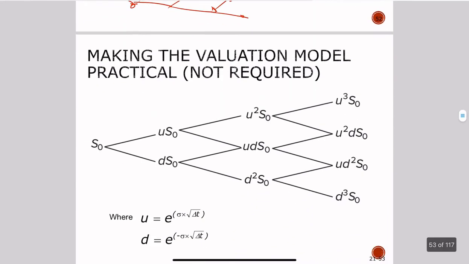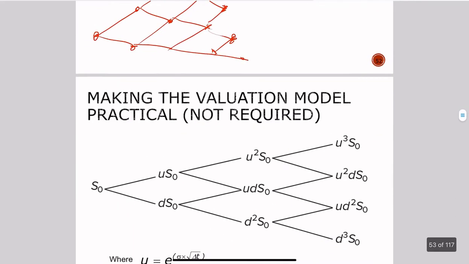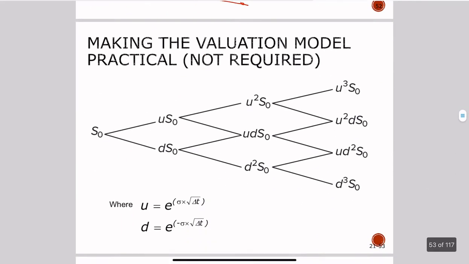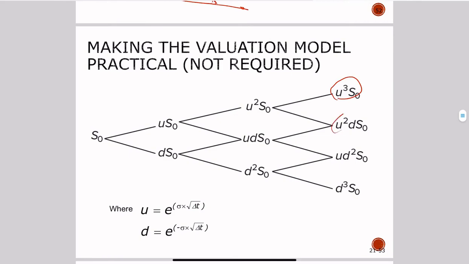Why is this called the binomial pricing model? The reason is that as you expand this process and have more and more values, the possibility of these values is given by a binomial distribution. And if you want to ask me what a binomial distribution is, I would refer you to your statistics textbook.